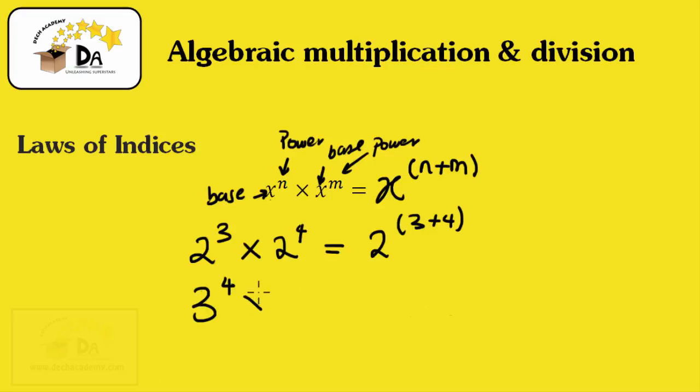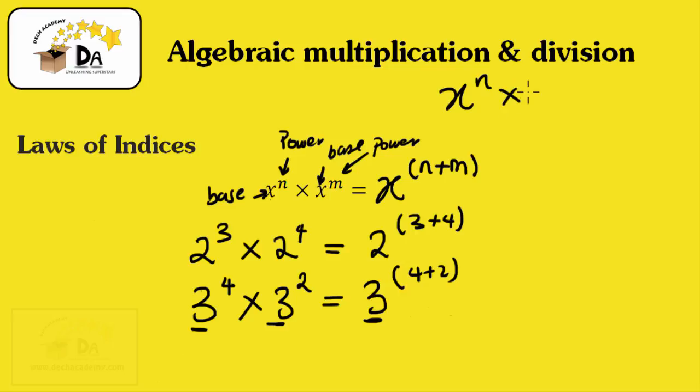Let's do another one. 3 to the 4 times 3 to the 2 is equal to 3 to the 4 plus 2. Here, these two terms have the same base, so the result is the same base. And since you're multiplying them, you sum the powers. So it's just a simple case of obeying this rule, really. I need not say more. This rule is self-explanatory.